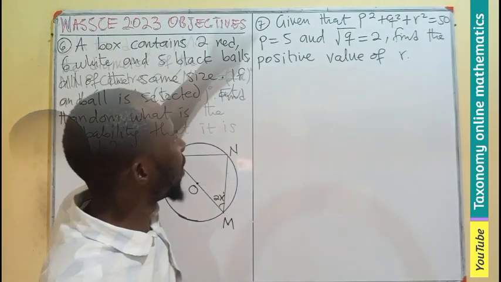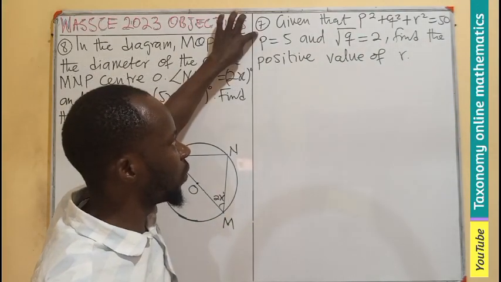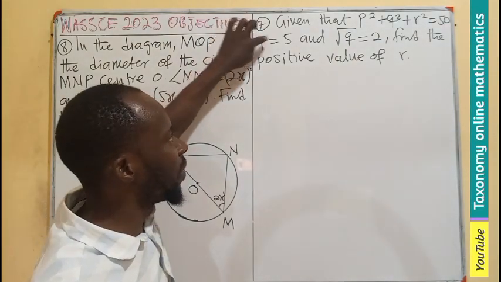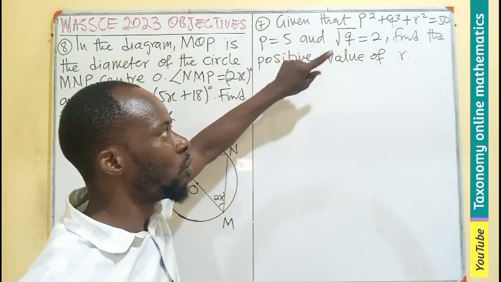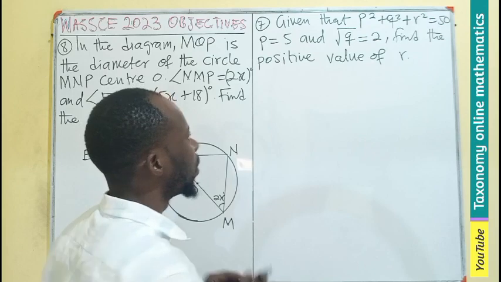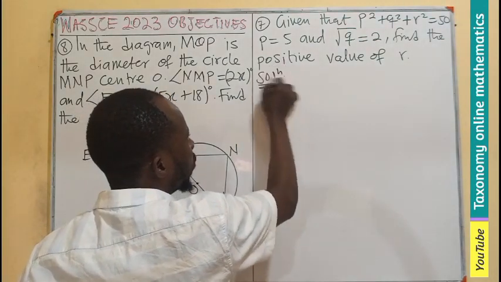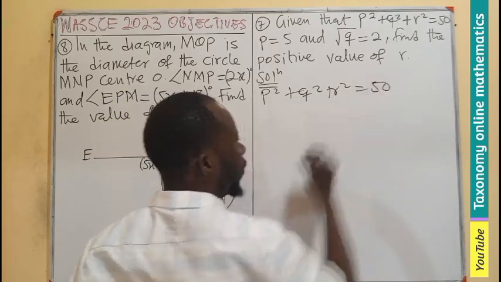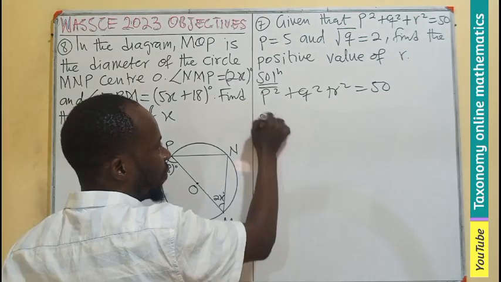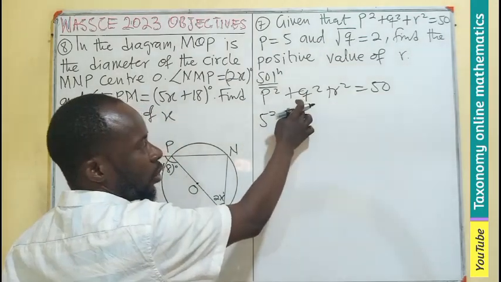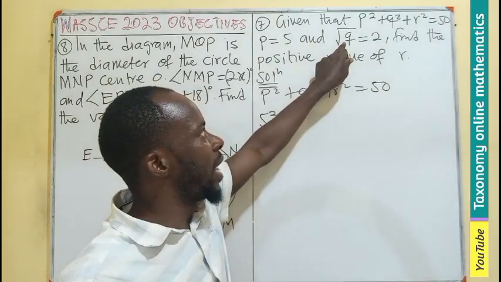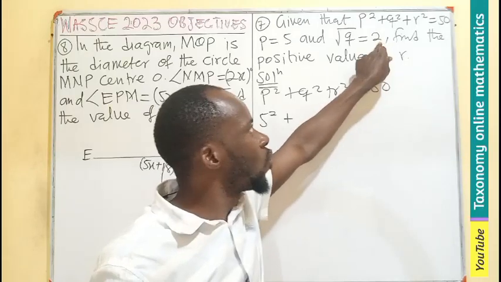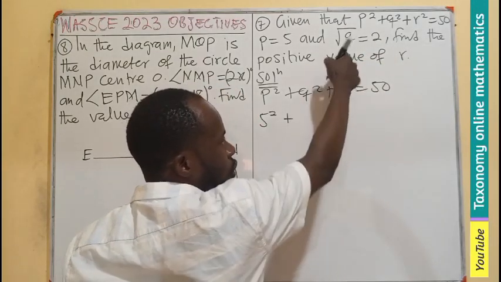Question 7. Given that p squared plus q squared plus r squared is 50, where p is 5 and the root of q is 2, we have to find the positive value of r. So let's do our substitution. We have p squared plus q squared plus r squared equals 50. p is now 5, so I have 5 squared. Don't forget, q is not given. So for us to be able to get q, we square both sides. If you square the root of q, you have q. If you square 2, you get 4. Meaning q will be 4.